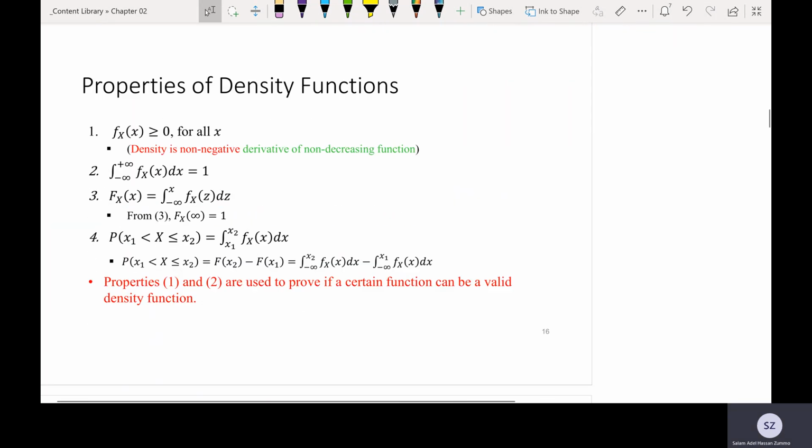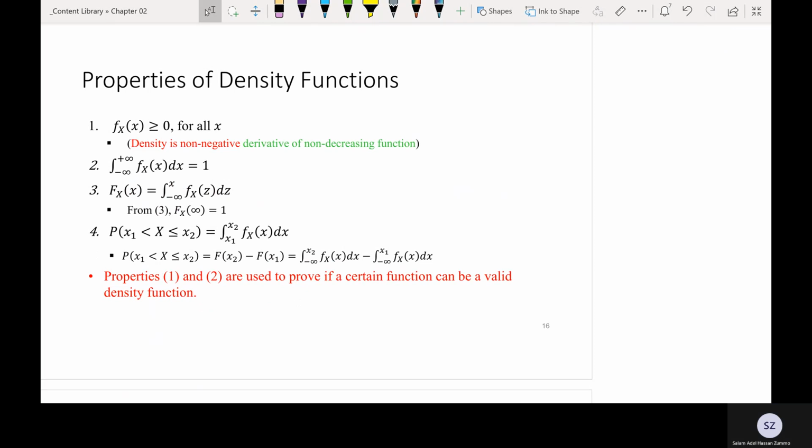So now the properties of the density function. What now? We talked about this function. What does it mean? How to find it from the distribution function. Let's see what are the properties so that at least we understand how it looks like. First of all, it's a non-negative function.